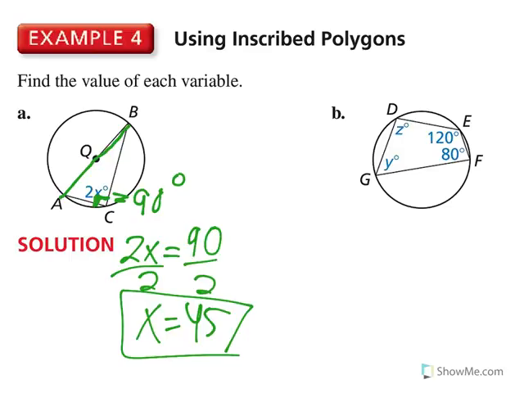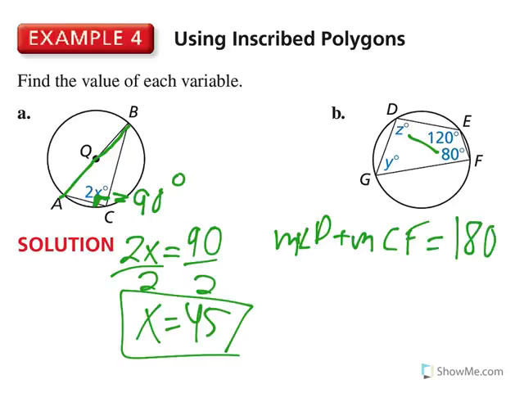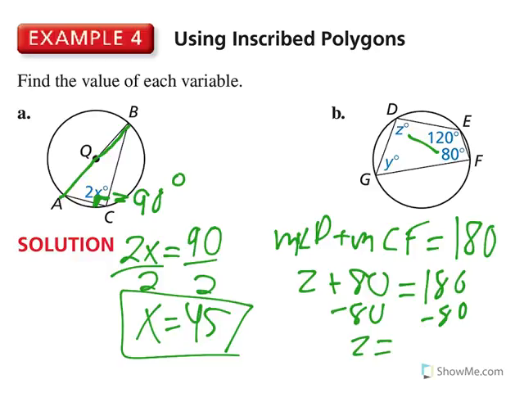In the second one, we have an inscribed quadrilateral, and so we just said the opposite angles in quadrilaterals add up to be 180. They're supplementary. So if I do the opposite ones here, the measure of angle D plus the measure of angle F, opposite ones, is equal to 180. So if I plug that in, Z plus the measure of angle F, which is 80, is equal to 180. Solve for Z, I'm going to subtract 80. And so Z is equal to 100.